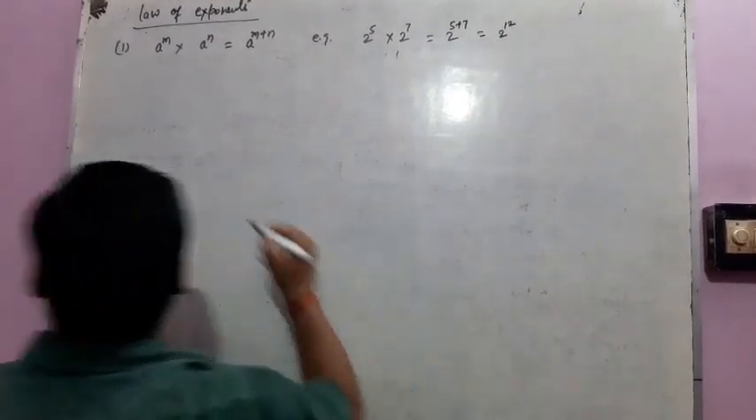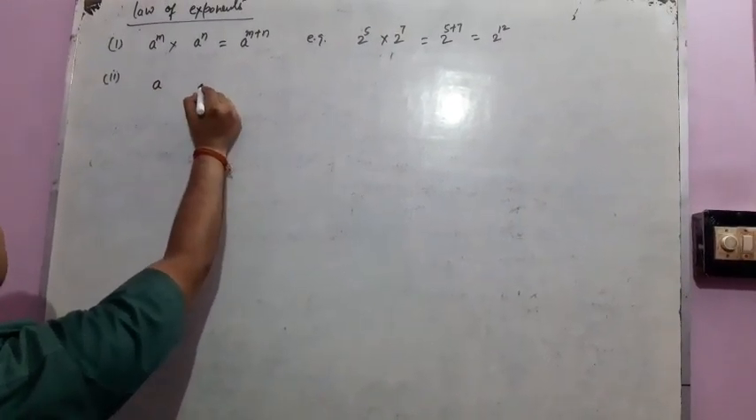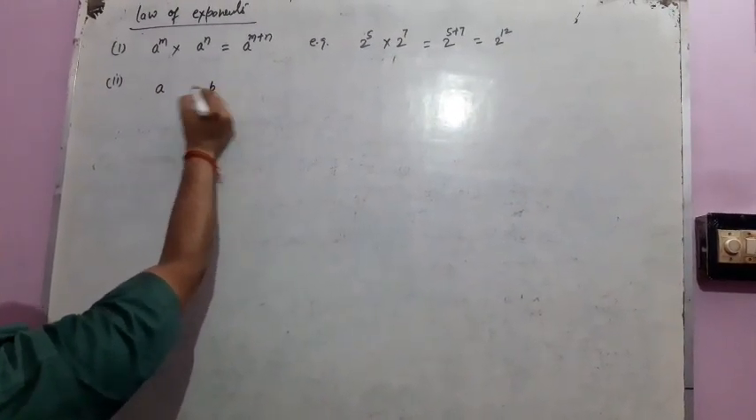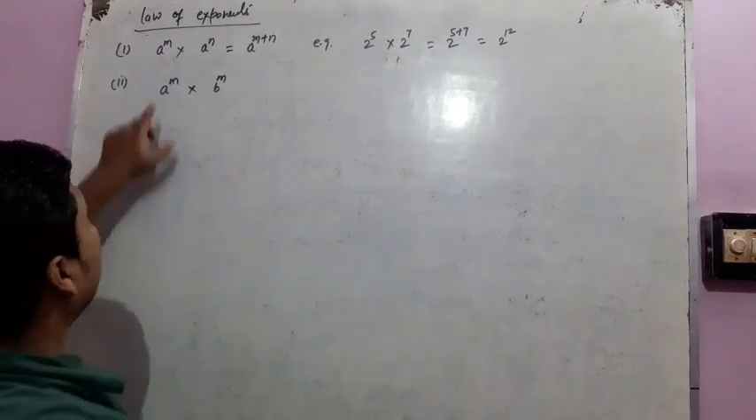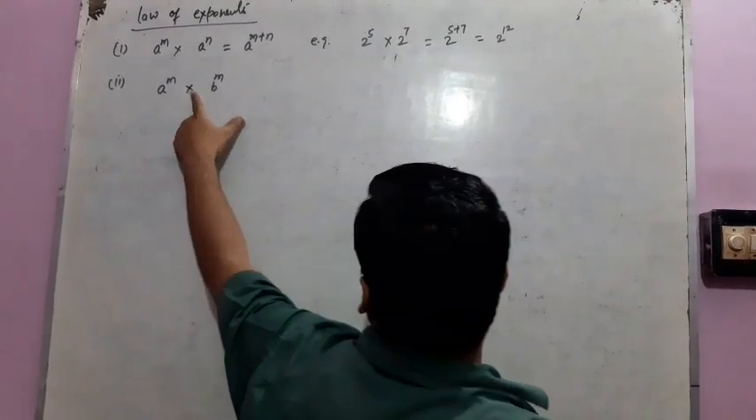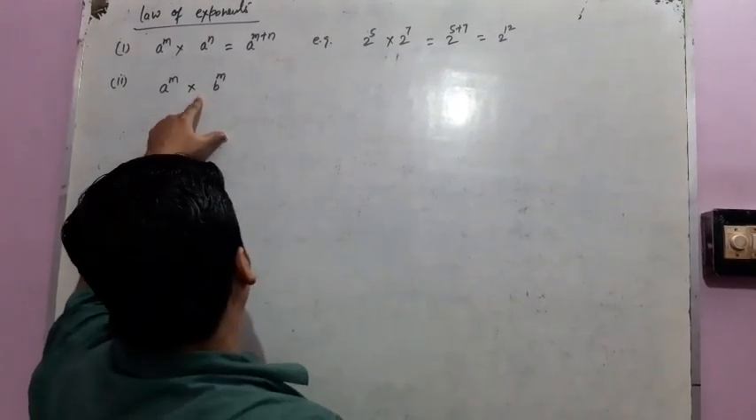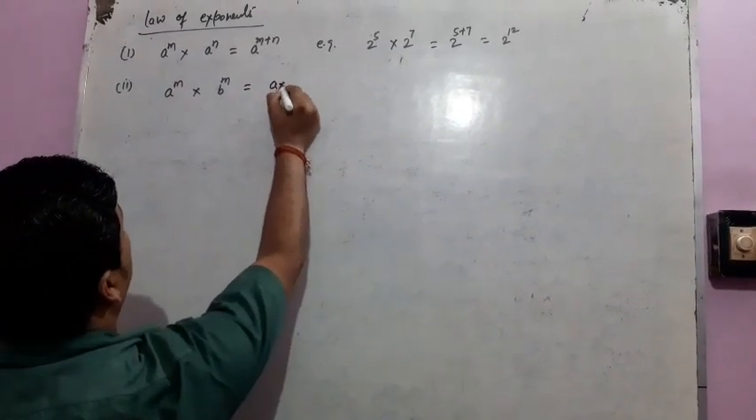The next law of exponents: if two numbers have different bases but their exponents are the same and they are in multiplication, then we multiply both of the numbers and write the exponent here.